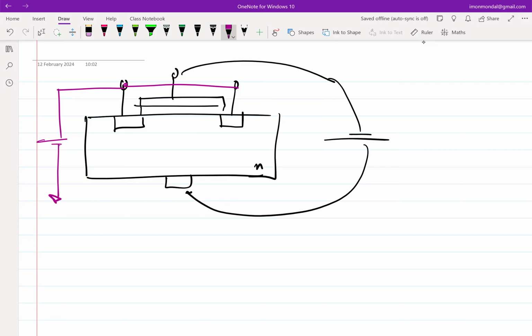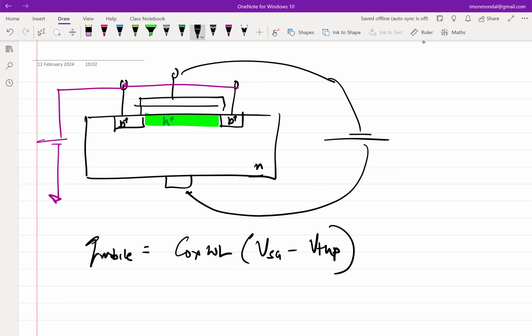The question that is raised is, we said that the mobile charges that we'll see here, right? So this is P plus, this is P plus. We'll see holes here. So the mobile charges that we'll see here, we said that this is Q mobile is equal to Cox times W times L, then VSG minus threshold voltage of P, right? So if I understand correctly, you are asking, why do I have this negative P threshold voltage?